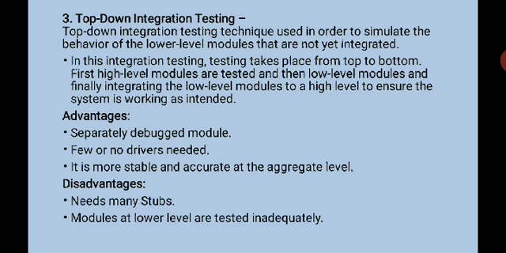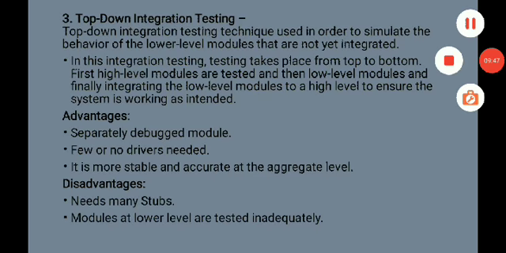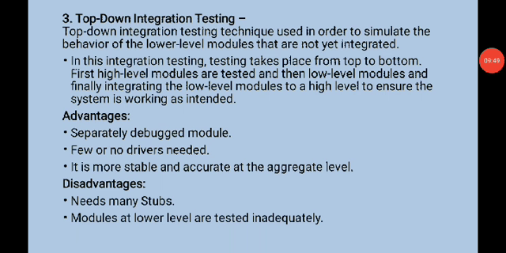Next we have top down integration testing. Top down integration testing is used to simulate the behavior of the lower level modules, how the lower level modules are behaving. So you do it that way, from higher to lower. In this testing phase, placed from the top to bottom, first high level modules are tested and then low level modules, and finally you integrate the low level modules to a high level. So you're integrating lower level to higher level to ensure that the system does what it is meant to do. And what are the advantages?